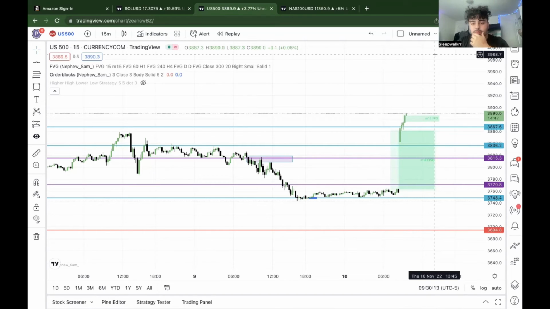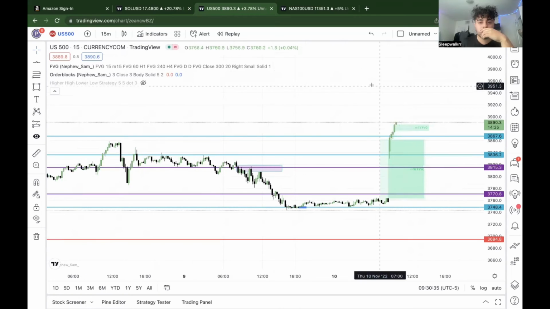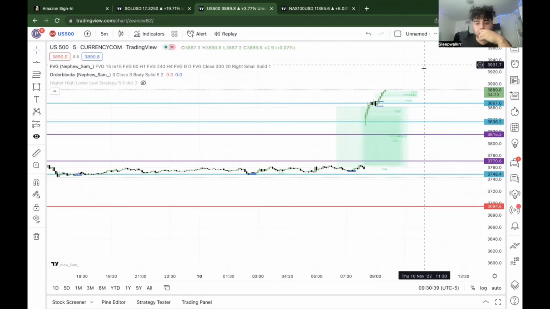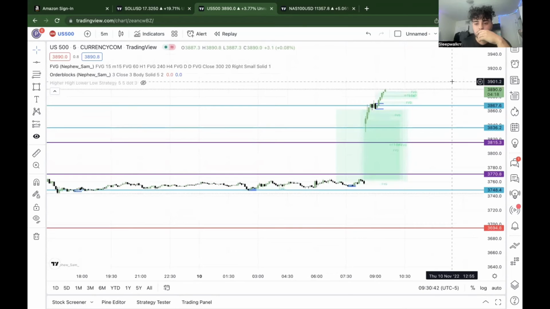All right, 9:30 opening. Here we go. Watch that fair value gap. Run at 3902, 3905 level. See if we get any kind of reaction off of that. I'm on a 5-minute chart right now. All one-sided, just pushed right from the CPI number at 8:30. 3900, they call it a psychological level.